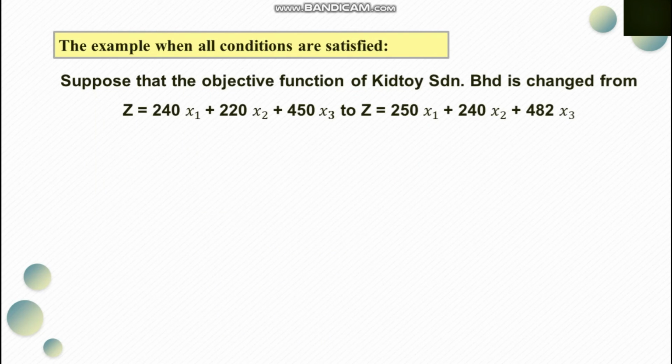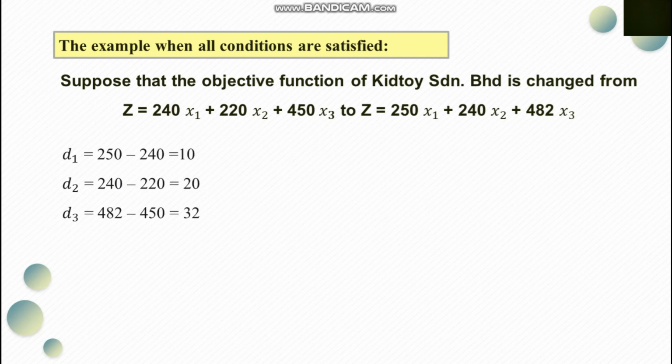Next is the example when all conditions are satisfied. Suppose that the objective function of Kittel Syndrome Berhad is changed from z equals 240x1 plus 220x2 plus 450x3 to z equals 250x1 plus 240x2 plus 482x3. Then we need to calculate the changed values of D1, D2 and D3.